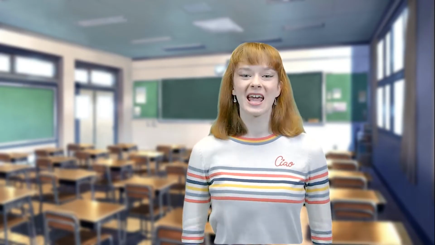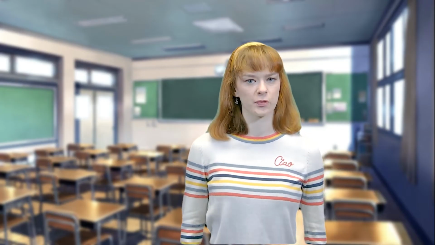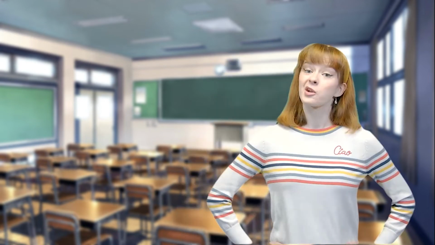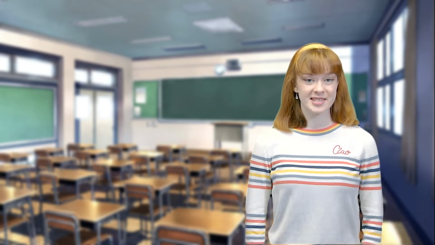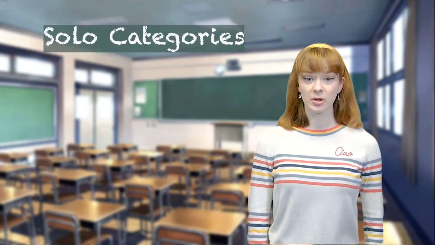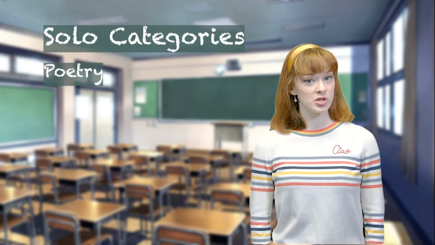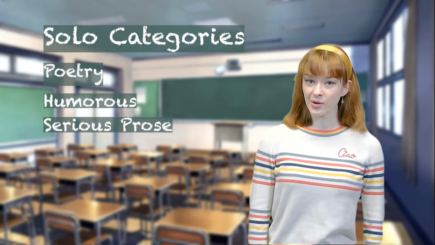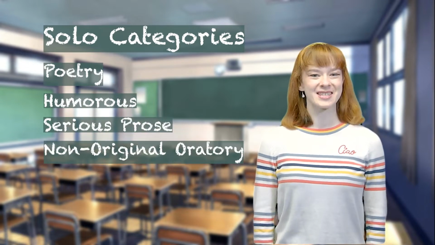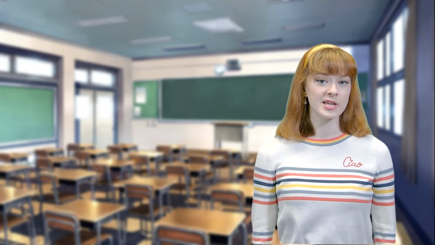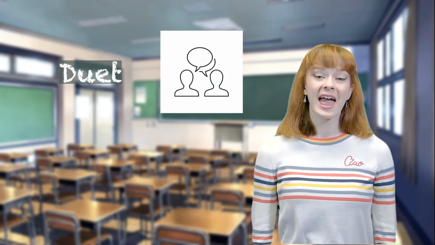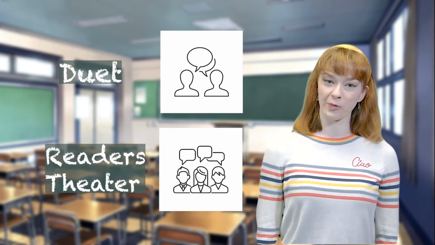Hello, oral interpreters. Today we're going to be talking about the different categories of oral interpretation, their specific rules, and how to find good pieces. In oral interpretation, there are a total of 7 categories, 5 of which are solo categories. These are poetry, humorous, serious prose, non-original oratory, and storytelling. The remaining 2 categories are duet, which has 2 performers, and reader's theater, which has 3 or more performers.